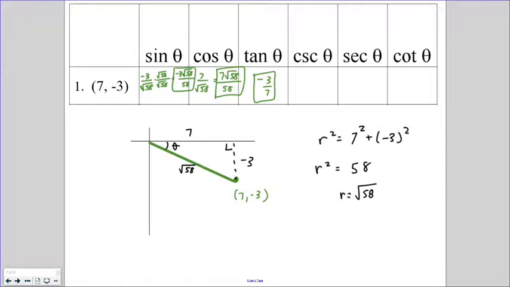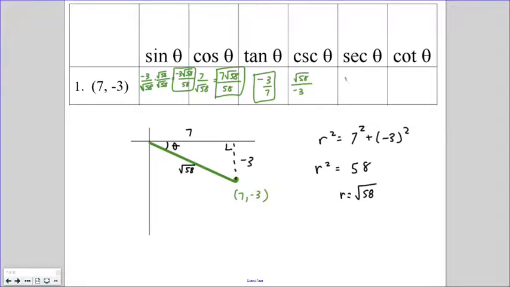Cosecant. Remember, cosecant is the reciprocal of sine. Now, the original value for sine is negative 3 over the square root of 58. So if I just switch the numerator and denominator there, I get something that's already rationalized. So I can leave my final answer like that.